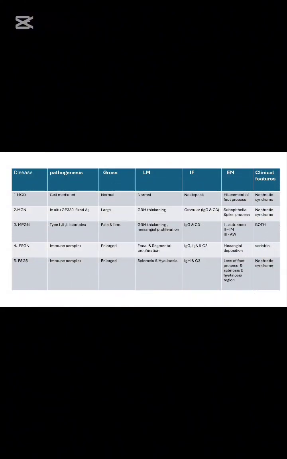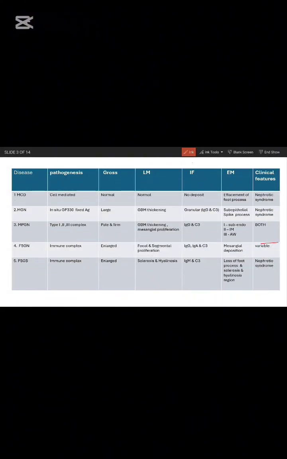Okay, so the primary causes, as you see, are minimal change disease, which is most common in children, membranous glomerulonephritis in adults, membranoproliferative glomerulonephritis, and focal segmental glomerulosclerosis. The pathogenesis of minimal change disease is cell mediated, meaning there is activation of CD4 and CD8 type of cells.